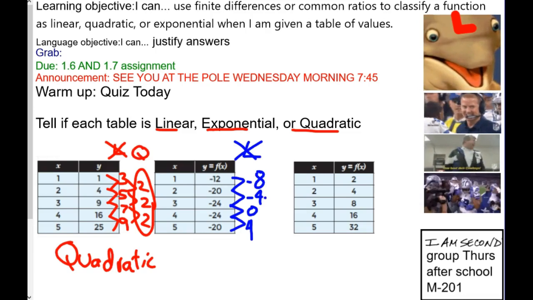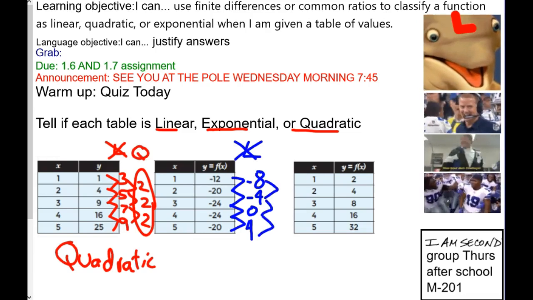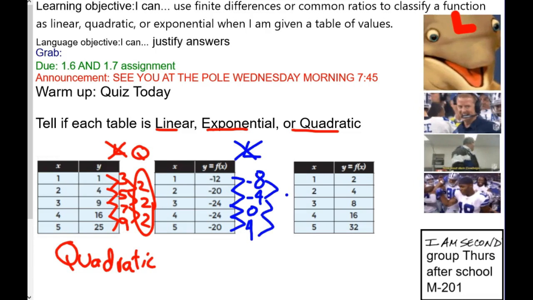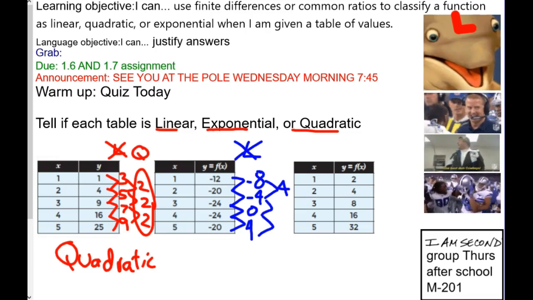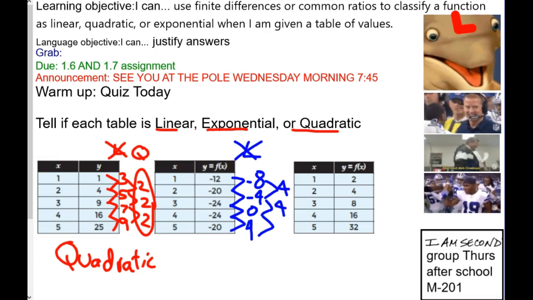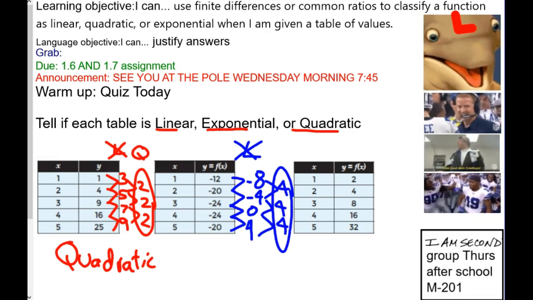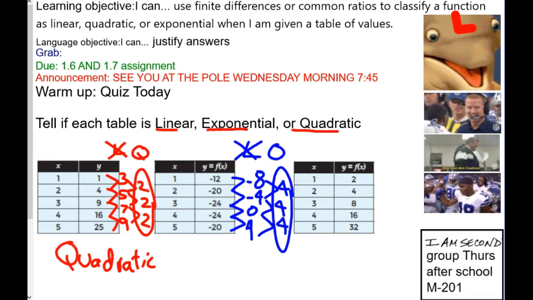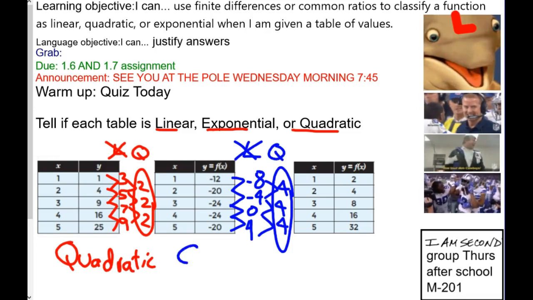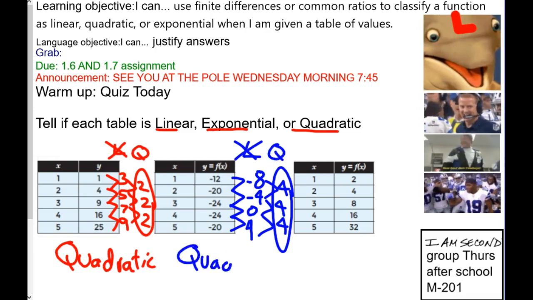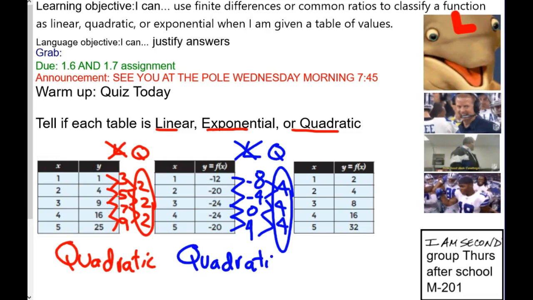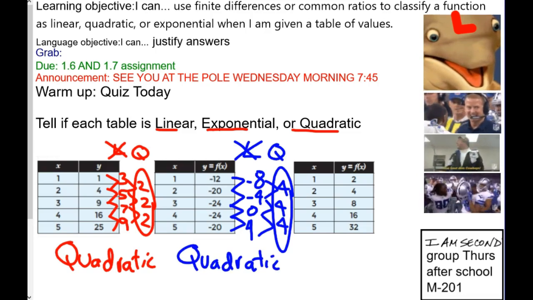All right, so second difference: negative 4 minus negative 8 is 4. 0 minus negative 4 is 4. 4 minus 0 is 4. The second difference is the same. What do we call that? Quadratic. Again, everyone's doing this today on their own, so if this is a mystery to you, let's talk. Make sense?